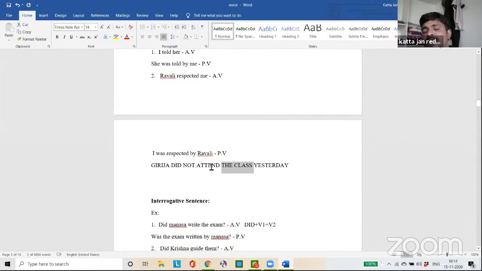And when we get an object, that is only the transitive verb. If a transitive verb is used in the active voice, only then is the sentence transformed into passive voice, or else we cannot. And what is this, yesterday? Yesterday is the remaining part of the sentence. The remaining part of the sentence is given at the end, so we again write it at the end of the passive voice sentence.